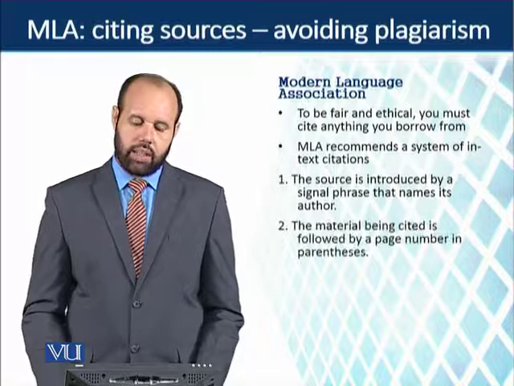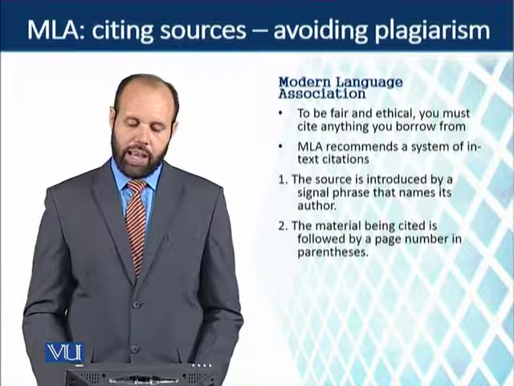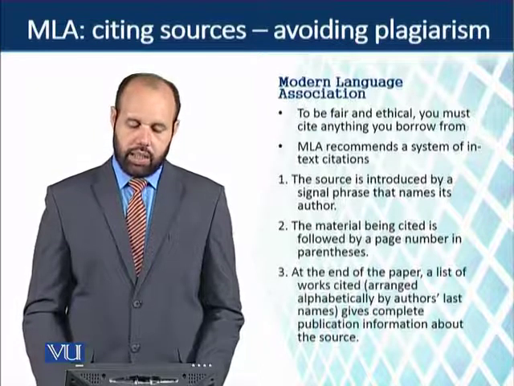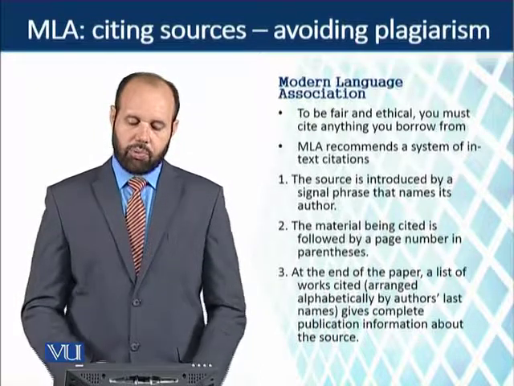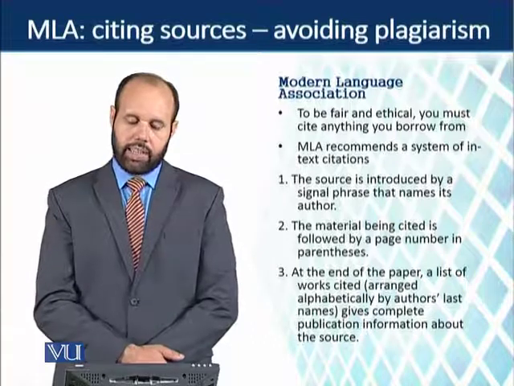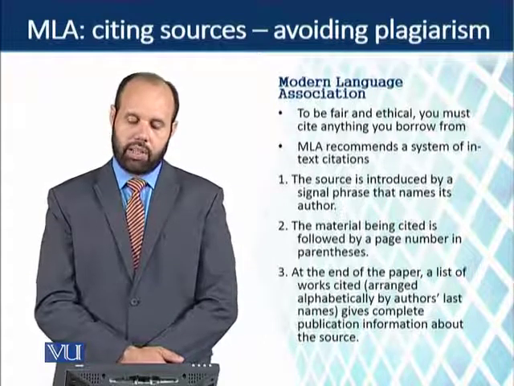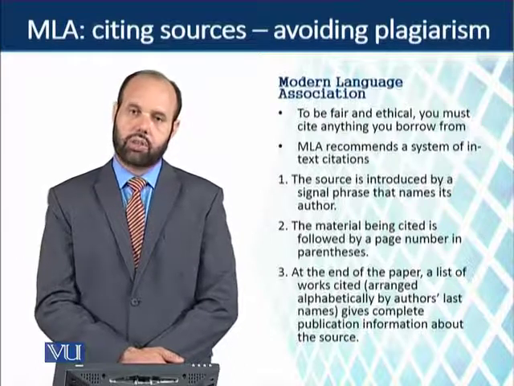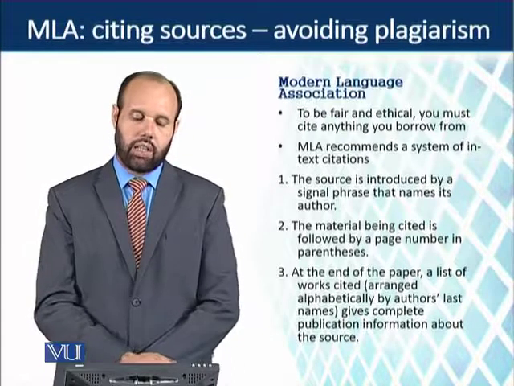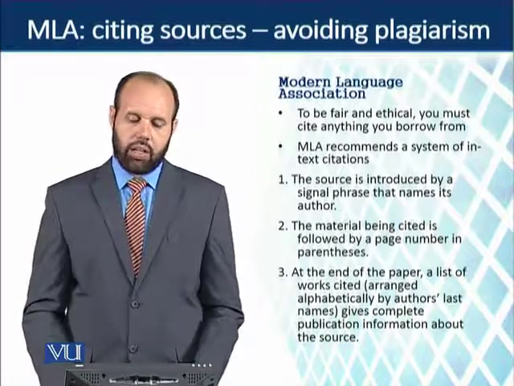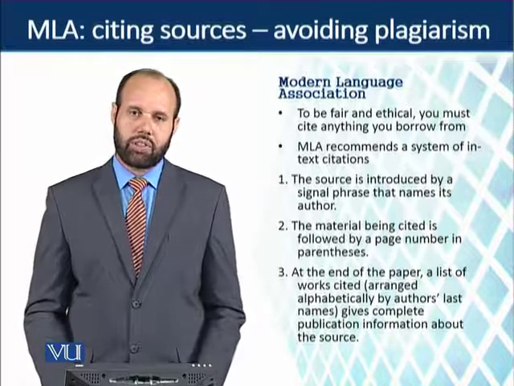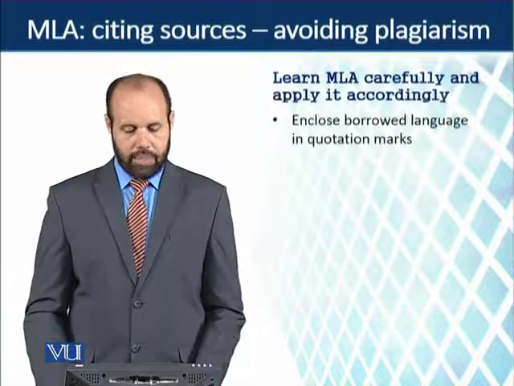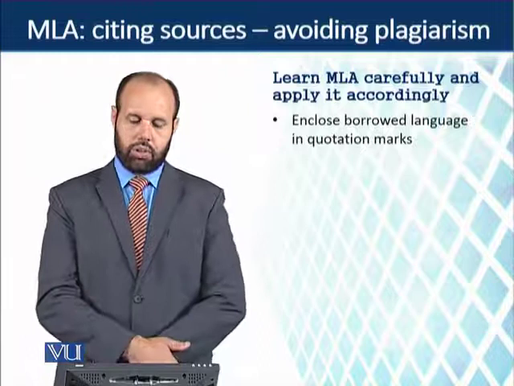Then number two, the material being cited is followed by a page number in parentheses. And number three, at the end of the paper, a list of works cited arranged alphabetically by author's last name gives the complete publication information about the source or sources, right? So these are the steps which must be learned by you as researchers so that you can avoid plagiarism, right?